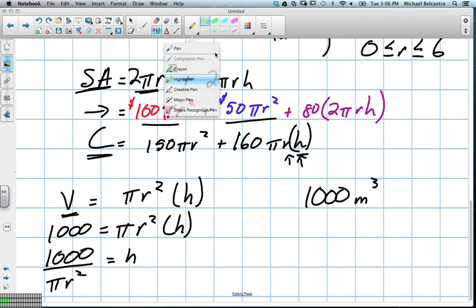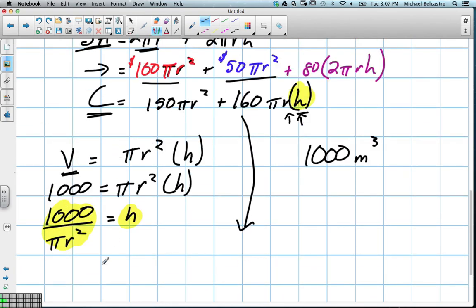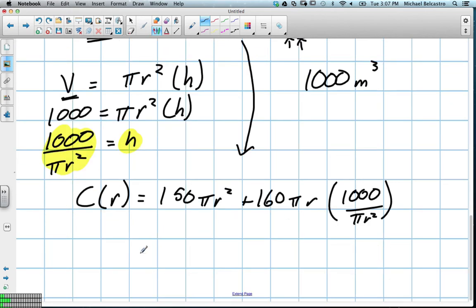So we now have a value for h, which you can plug into our cost function. Okay? So now our cost function will be solely in terms of r. So what I'm going to write is c, the cost, in terms of r, the radius, is going to be 150 pi r squared plus 160 pi r times 1,000 over pi r squared, which we can simplify a little. This still stays as 150 pi r squared.